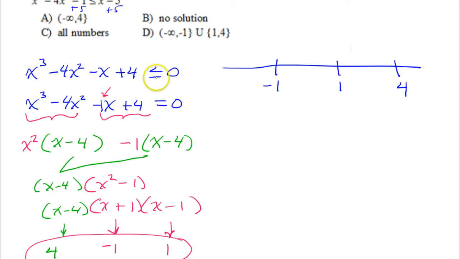Okay, because of the or equal to, the border points will be included, because they represent where the function is equal to 0. And we're including the or equal to, so we will make these closed circles. If this had been just less than, then these would have been open circles.